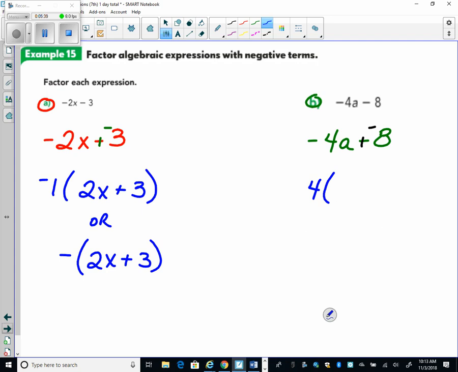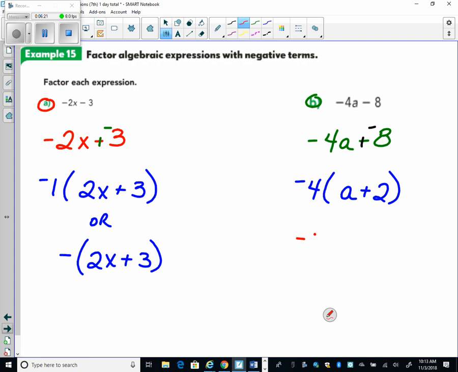Now look at the signs. Notice both of the terms are negative, which means a negative is common to both terms, and that means I have to factor that out. So we are going to factor out a -4. Now divide them. -4a divided by -4 is just going to leave me with a positive a. Break it down to numbers. 4 divided by 4 is 1. Negative divided by negative is a positive. Go to the second term, -8. -8 divided by -4 is going to give me a positive 2. So that will be my factored expression.